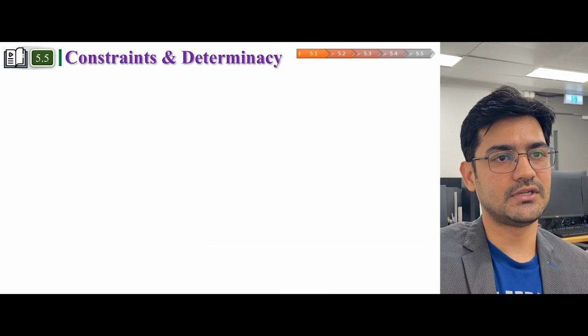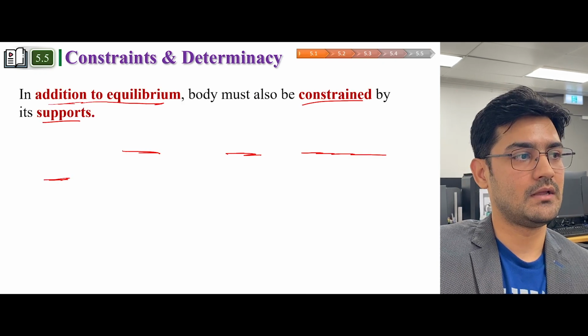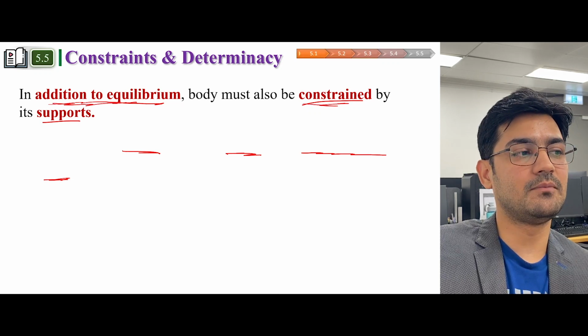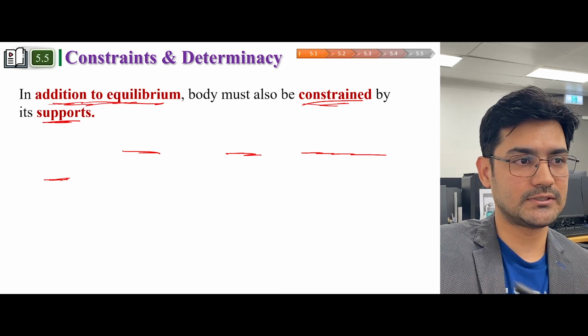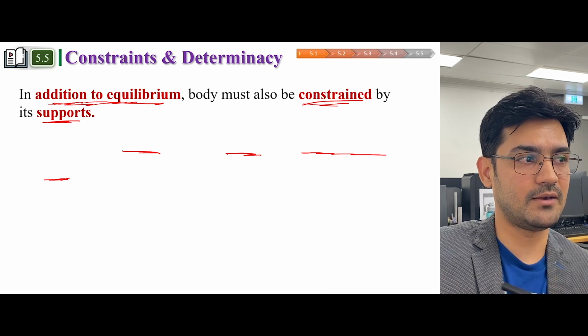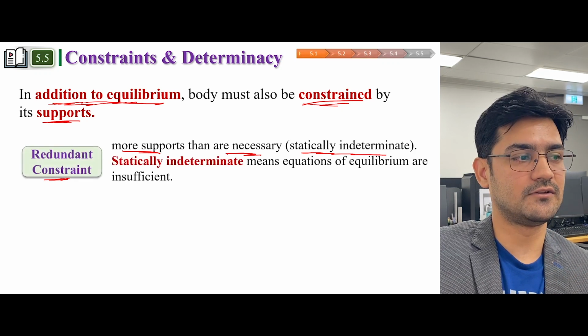The last section is about constraints and determinacy. Now, in addition to equilibrium, the body must also be constrained by its supports. So I will explain why it is important for a body to be constrained by its supports. Now let us discuss constraints first.